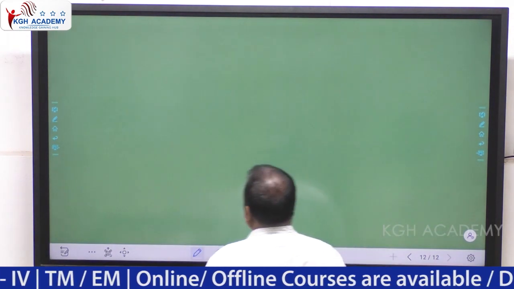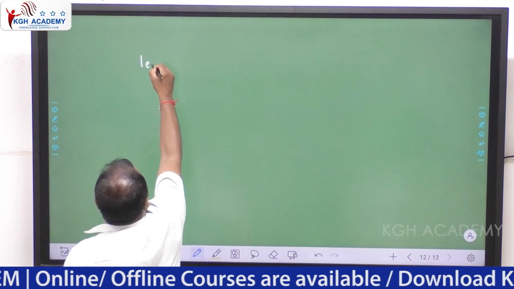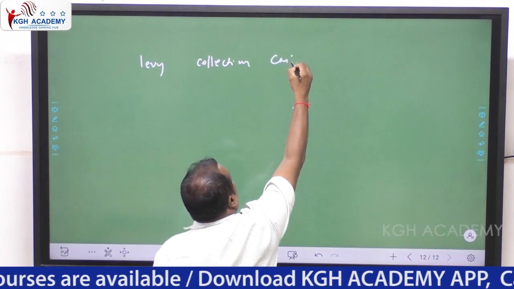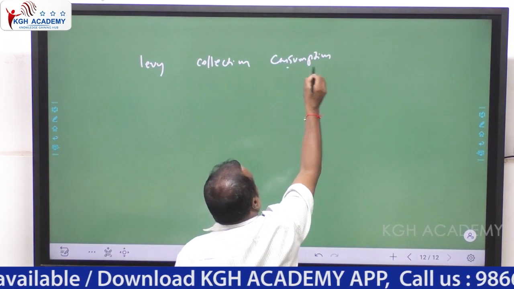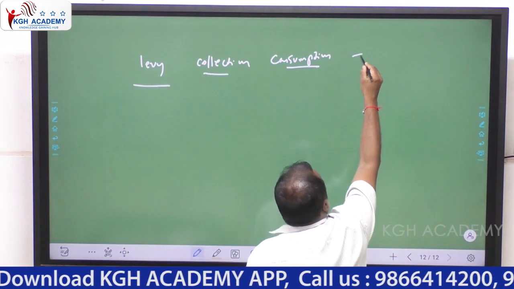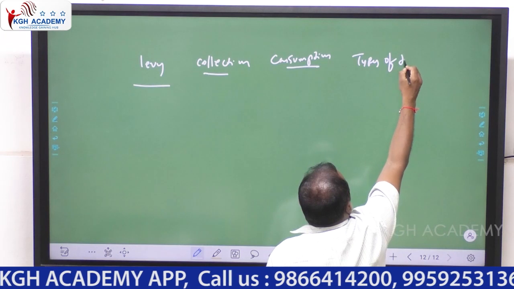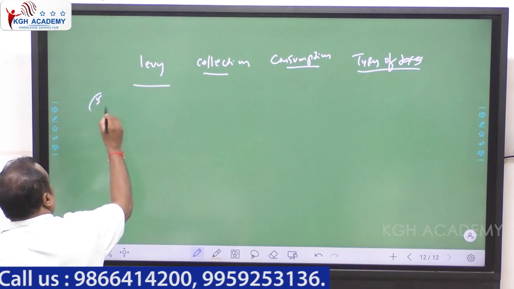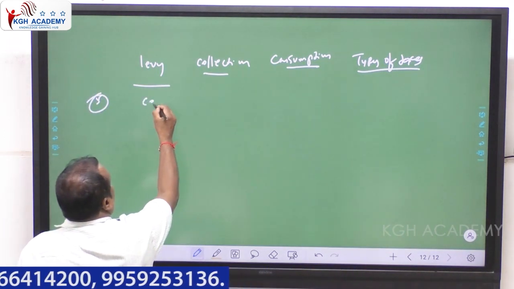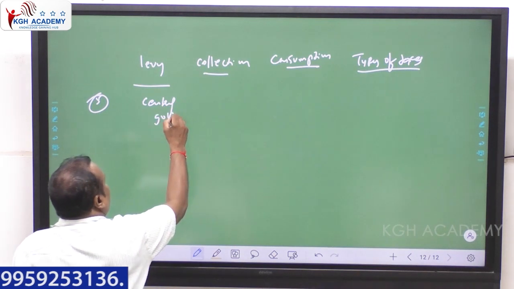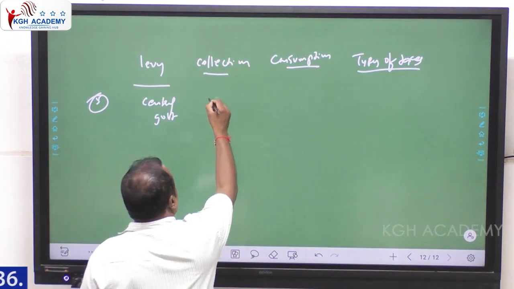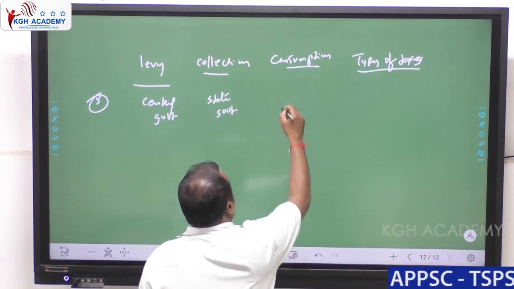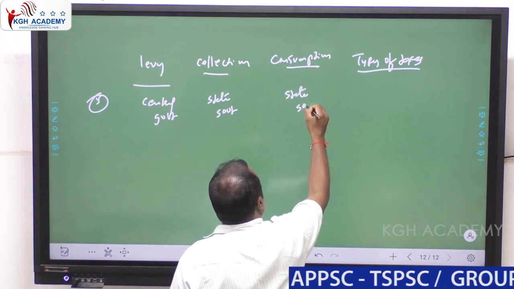Remaining two are there. So the levy, collection, consumption or the distribution. The types of the taxes. This is the fifth one: levied by the central government, collected by the state government, and consumed by the state government. What are the taxes?